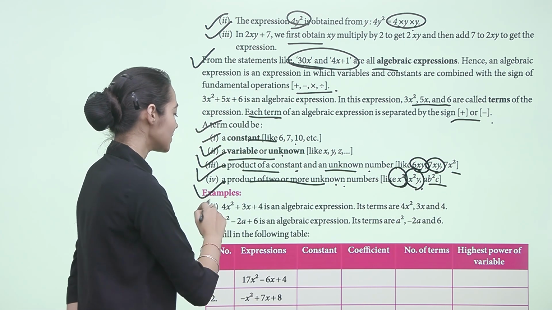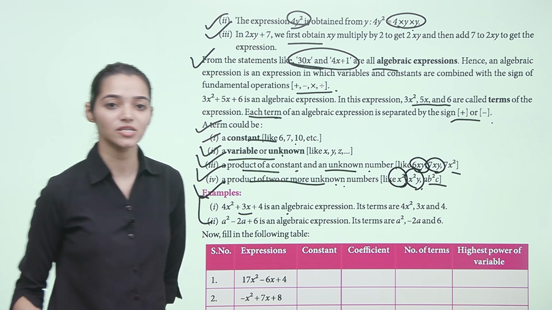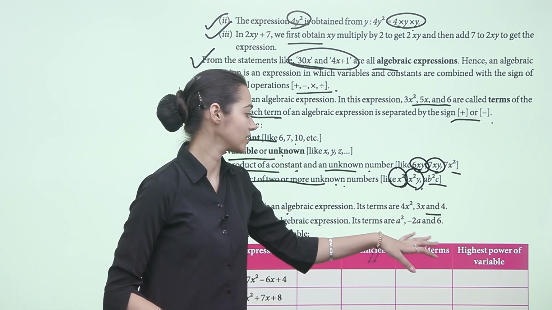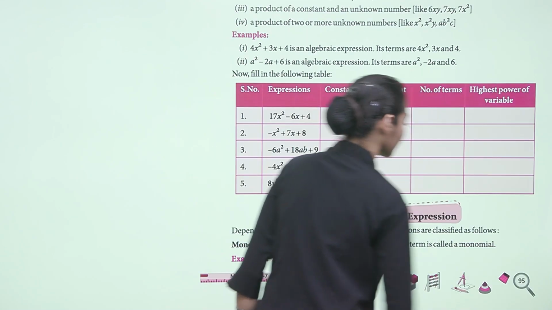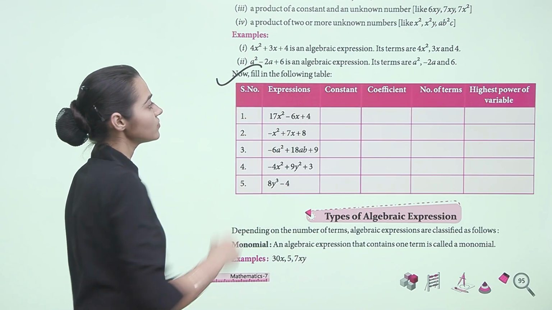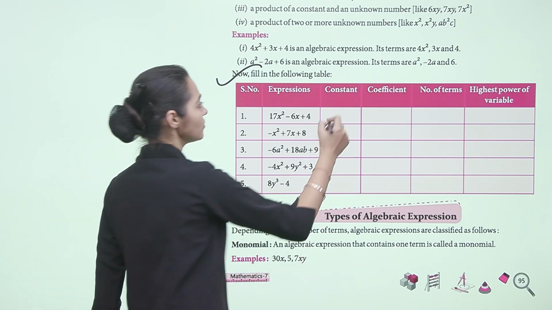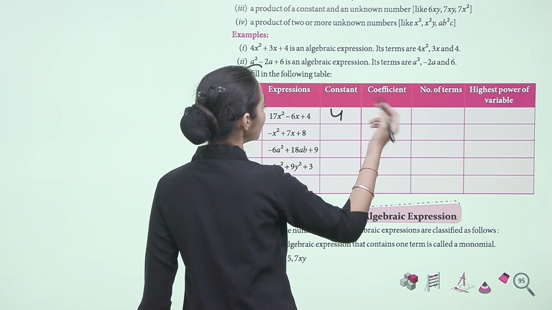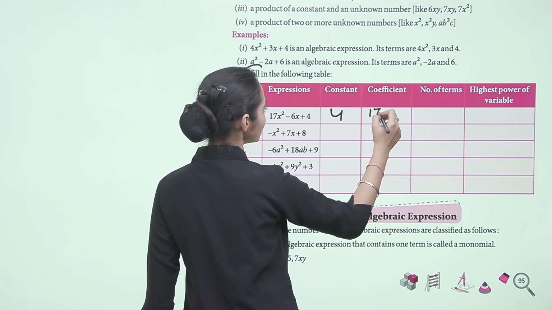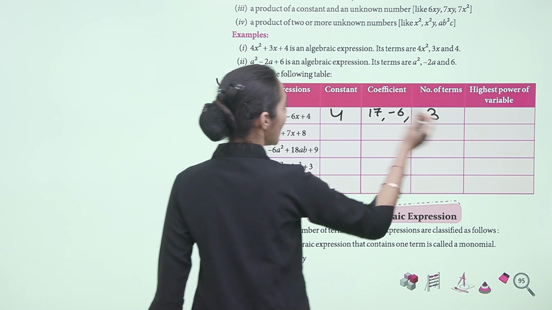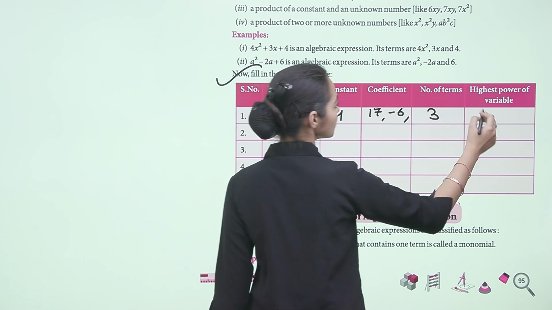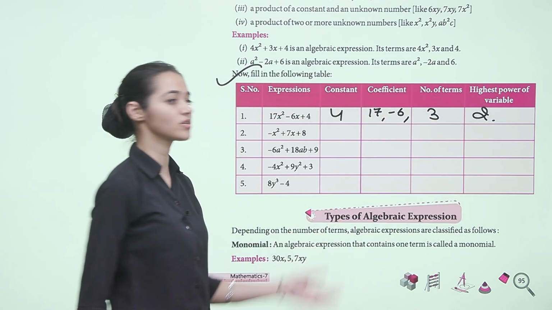Now next are our examples. Here are examples of algebraic expressions, and here are the 3 respective terms in this expression. So here we have to fill in the following table. The constant will be 4, the coefficients here are 17 and minus 6, the number of terms is 3, and the highest power of a variable is 2. That's how you have to complete it.